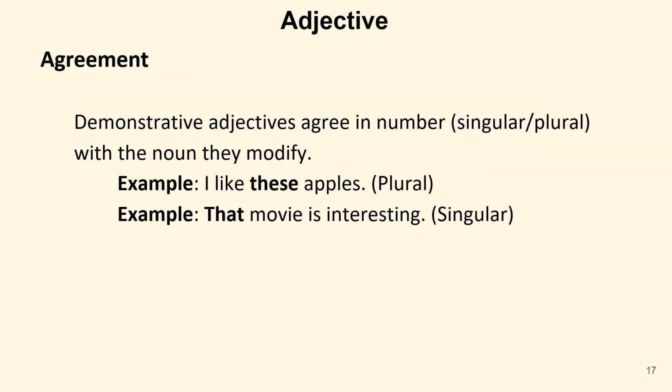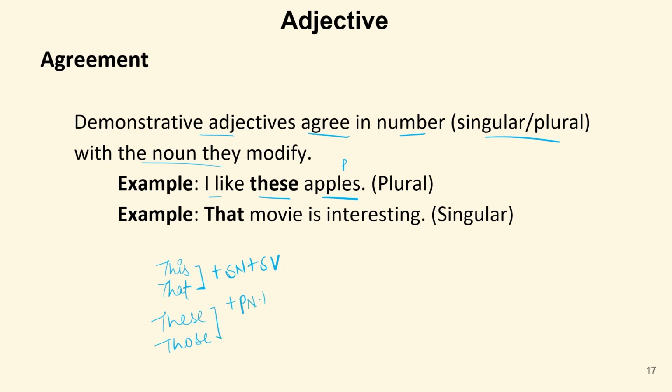Now let's have some more important examples and rules regarding this. Demonstrative adjectives agree in number, singular or plural, for example, with the noun they modify. I like these apples. Now apples are plural, so I write these. As I told you, we have this, that, these, those. Now we know well that this and that are used for singular noun and singular form of verb, whereas these and those are used with plural noun and plural form of verb. They are followed by plural noun as well as plural form of verb, because these are used in plural sense, whereas that or this are used in singular sense.